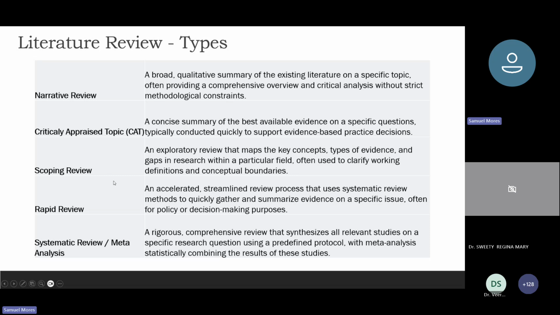But there are so many other methods. You can see critically appraised topic method, scoping review, rapid review, and this last one, systematic review or meta-analysis, is mostly what people are using.